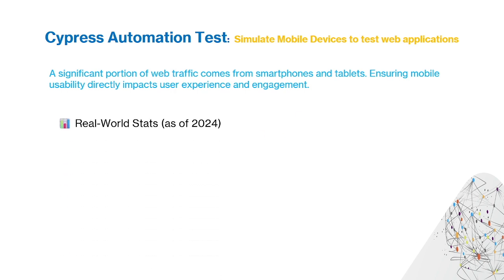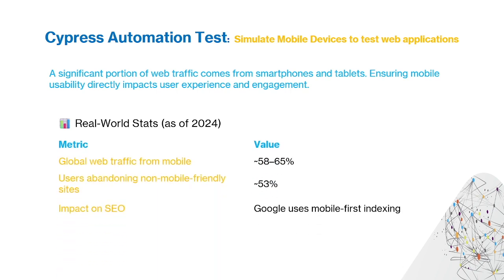So here's some stats. Global web traffic from mobile is about 58 to 65%. About 53% of users abandon non-mobile friendly websites. Google uses mobile first indexing, so there's an impact on SEO.